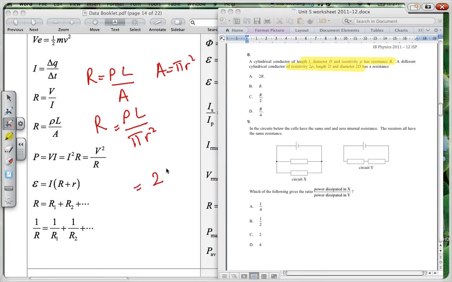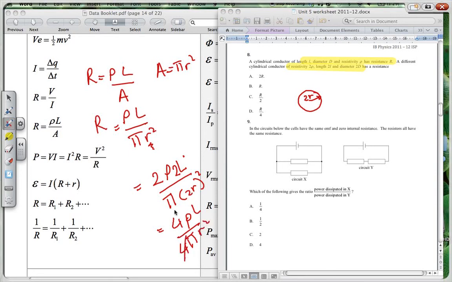Well, we've got 2 rho and we've got 2L, but we're going to have pi, but the radius, because we're talking about the cross-sectional, the diameter is doubled, so the radius will also double, so it's actually going to be 2r. So it's going to be 2r squared. So it's going to be 4 rho L over pi, but this is going to be 2 squared, it's going to be 4r squared there. So that 4 and that 4 is going to cancel, and you're left with rho L over the area, which is the same as R. So it's going to be B. It's going to have the same resistance.